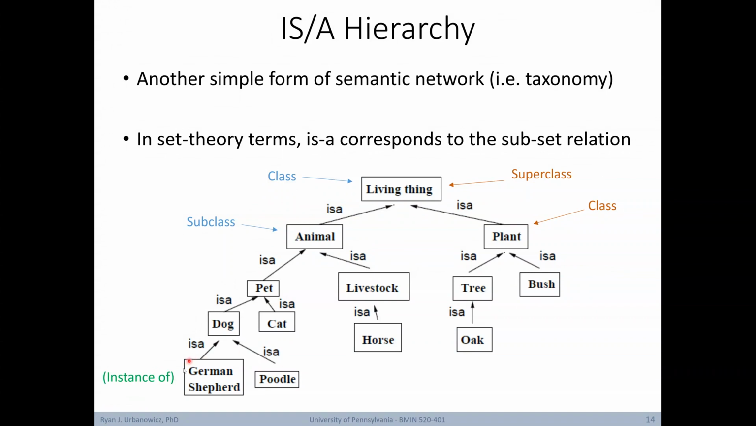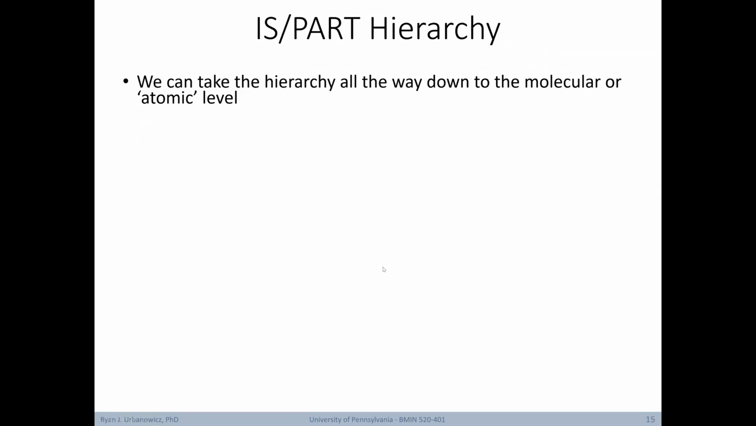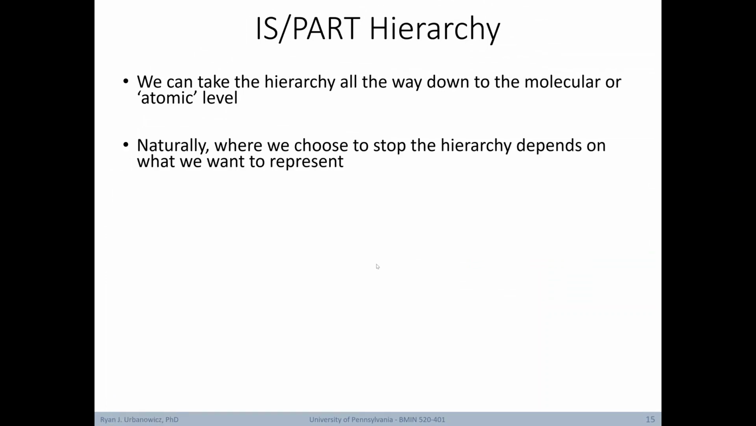Specific items, found at the bottom of the tree, can be referred to as an instance of something higher in the tree than itself. In other words, a poodle is an instance of a dog. This terminology is reserved for individuals rather than categories. We can also take these kinds of hierarchies all the way down to the molecular or atomic level. At the end of the day, it's always best to limit the representation we're using depending on what it is we want to represent and how we want to manipulate the knowledge in that representation.